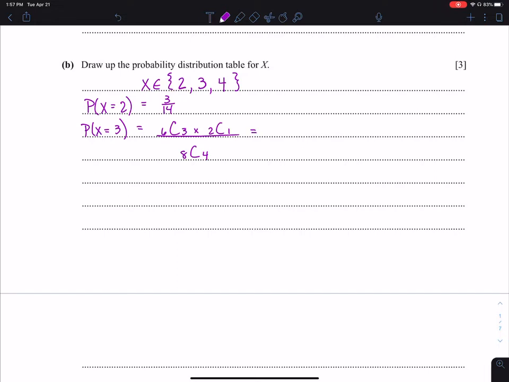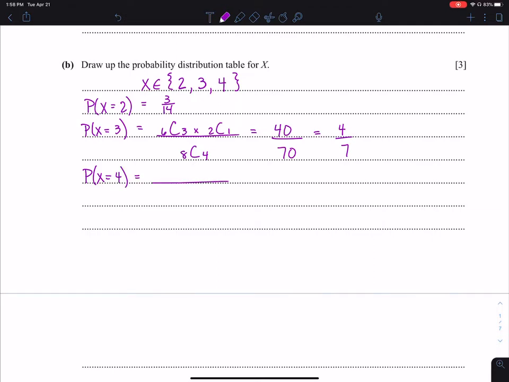So if you type these in, the numerator is 40. And we already know that the denominator is 70 because we calculated that in the first part. So this comes out to be 4/7. Okay, and then keep going. So you've got the probability that x is equal to 4.